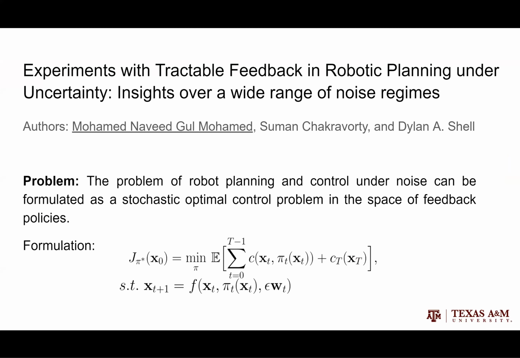Hi, everyone. This work was done in collaboration with Dr. Chakravarti and Dr. Shell. Here we consider the problem of robotic planning and control in continuous action and state spaces under noise, which can be classically framed as a stochastic optimal control problem in the space of feedback policies. The solution to this problem for nonlinear systems involves dynamic programming, which is computationally intractable. Next slide, please.